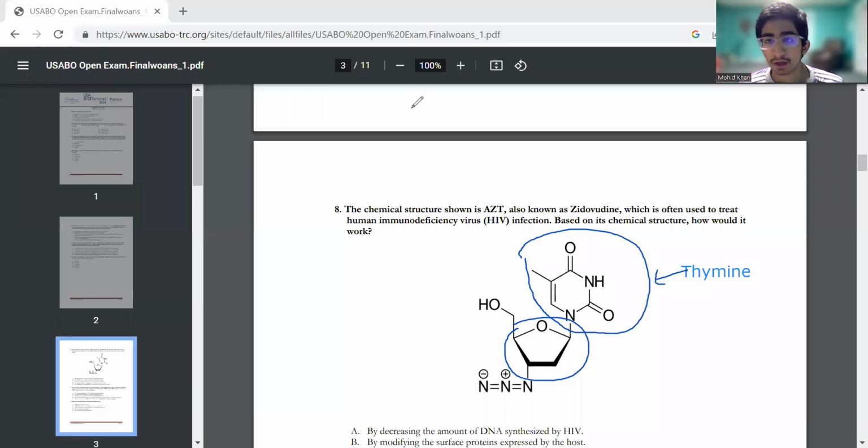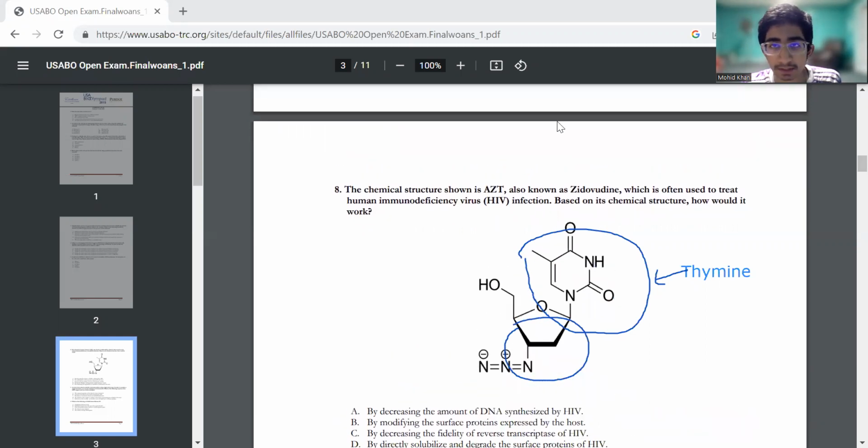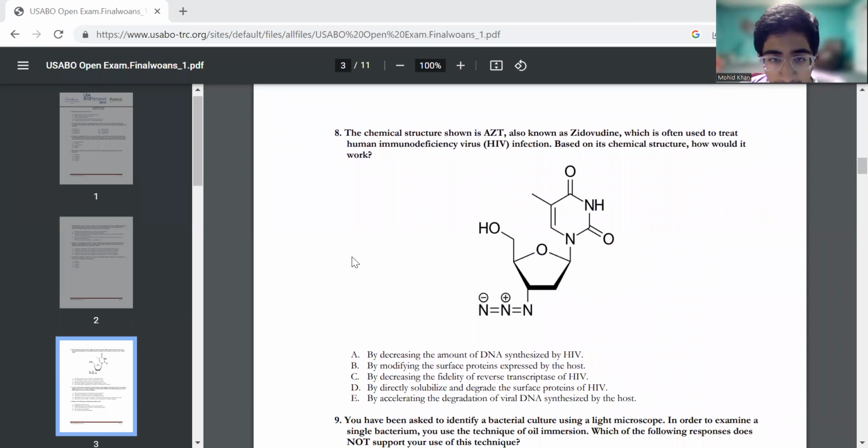So HIV uses reverse transcriptase. So instead of going from DNA to RNA like we do, it goes from RNA to DNA. So maybe AZT gets inserted into that reverse transcription process, and then it inhibits the entire process. So let's go to the option choices. By decreasing the amount of DNA synthesized by HIV.